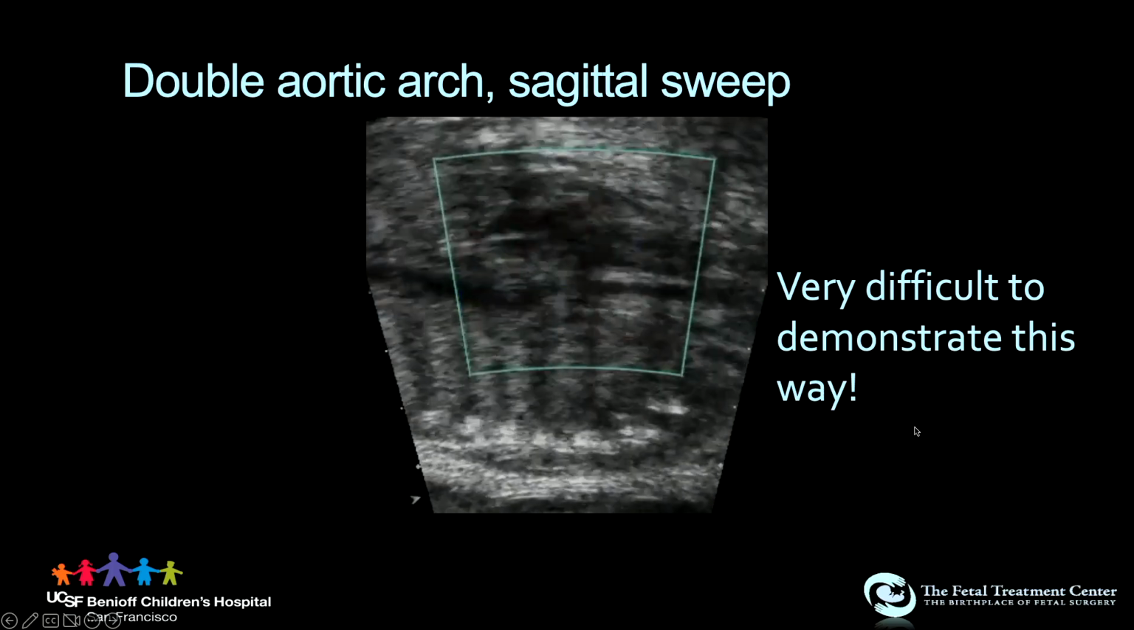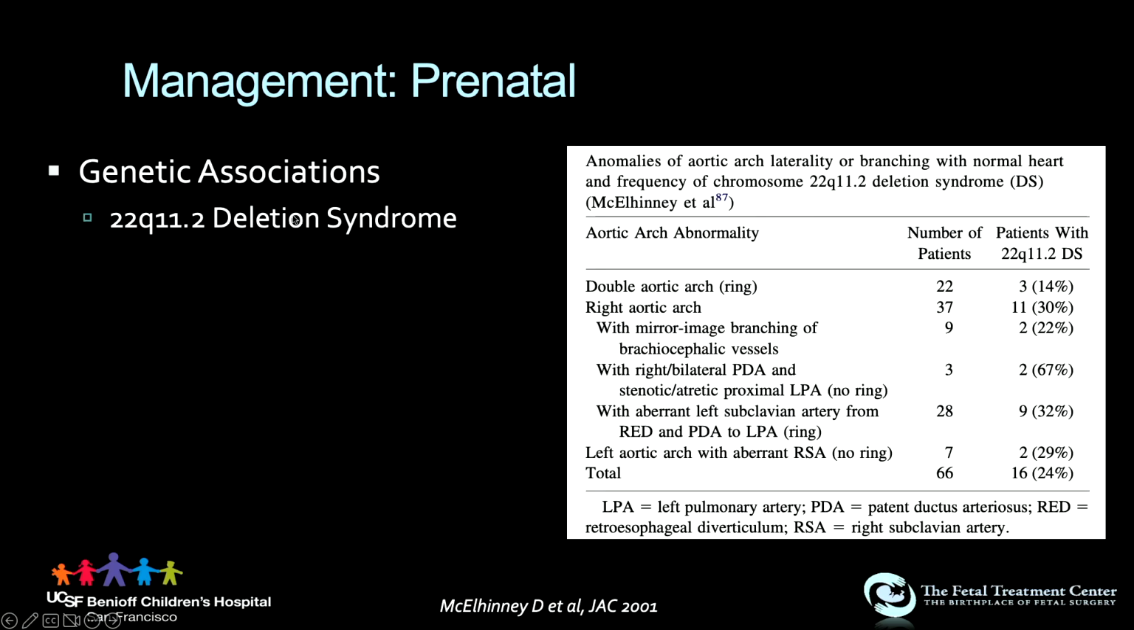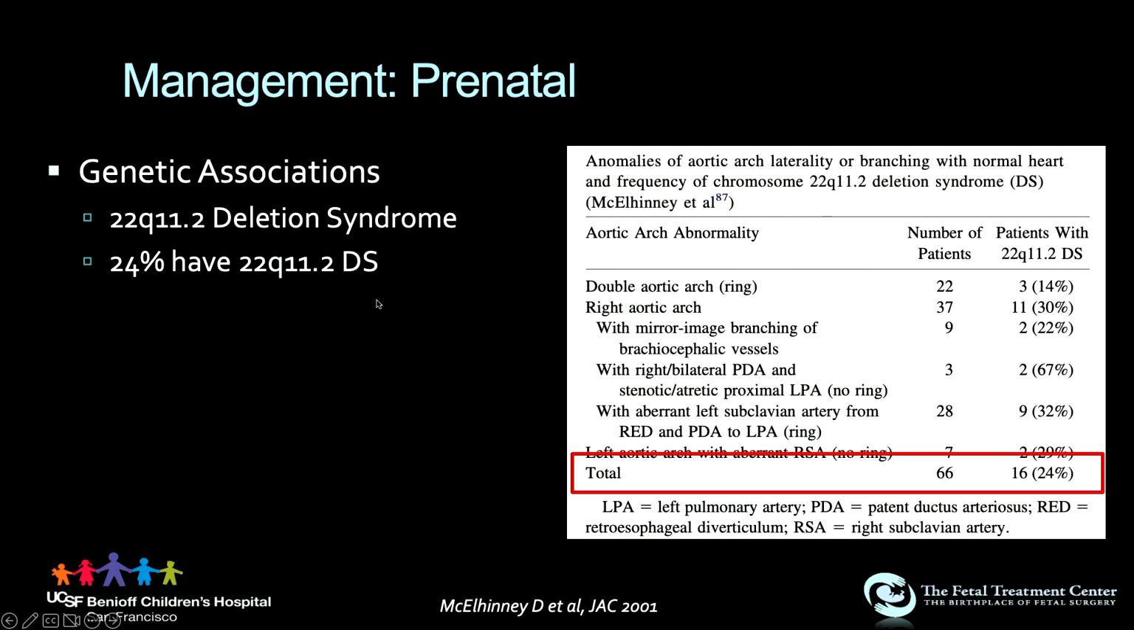And then what I was talking about earlier, the genetic associations, there is a potential genetic association of vascular rings with 22q11.2 deletion syndrome or DiGeorge. Overall, 24% of patients that have isolated aortic arch abnormalities can have this deletion syndrome, but by far the double aortic arch is more common. So if we diagnose that, we do counsel the families about this association and recommend genetic testing.